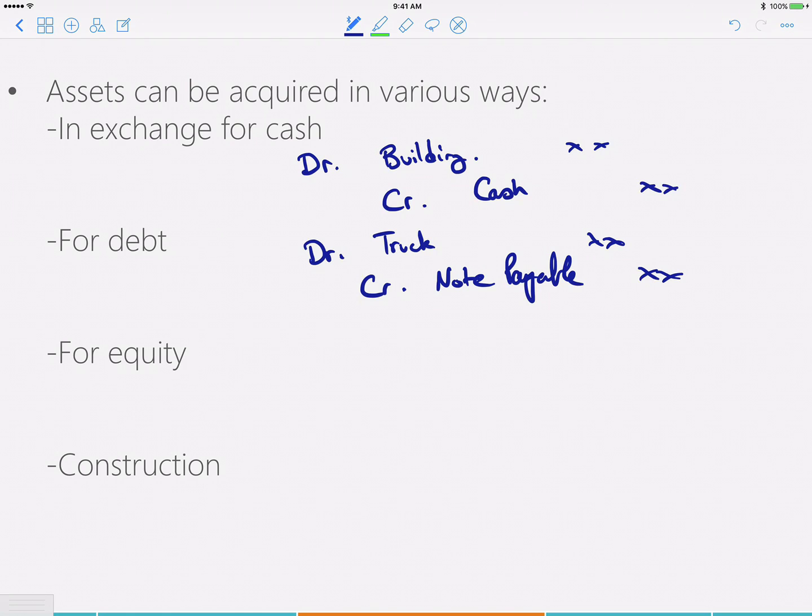Maybe somebody is willing to offer land to your company that you're going to use, and you would give up shares for it. So for example, you would debit land and credit common shares.